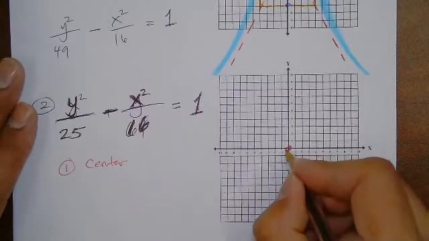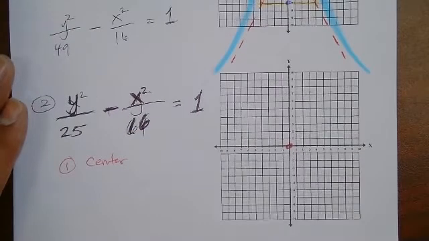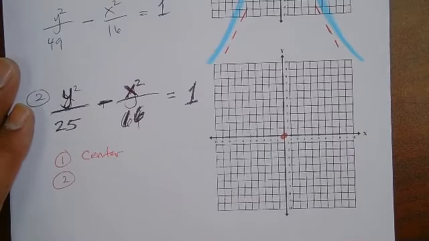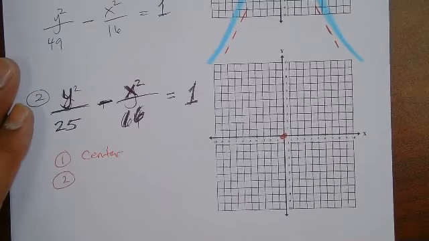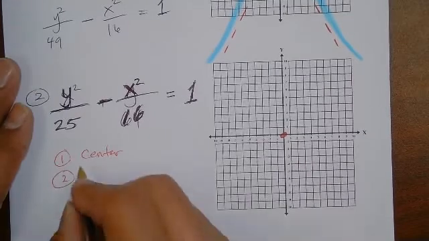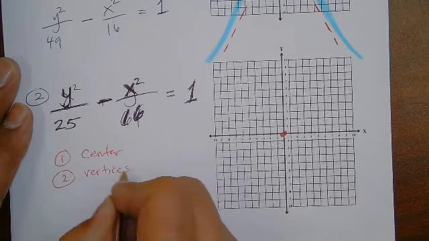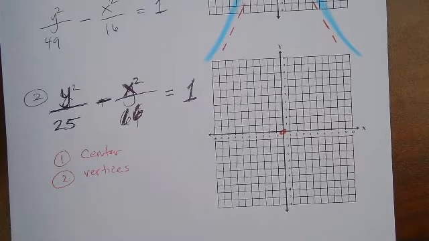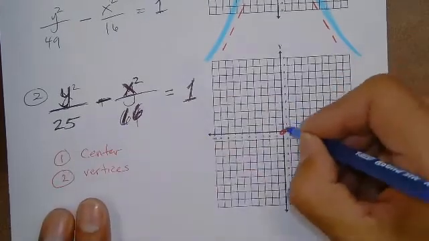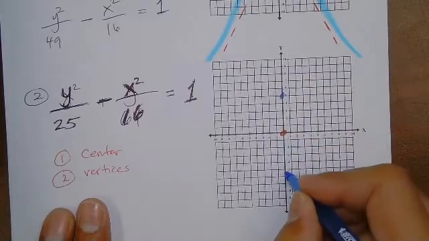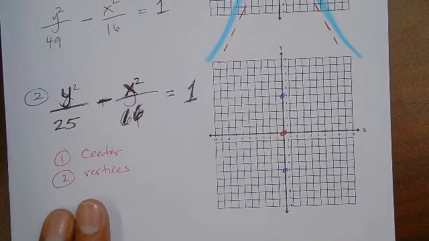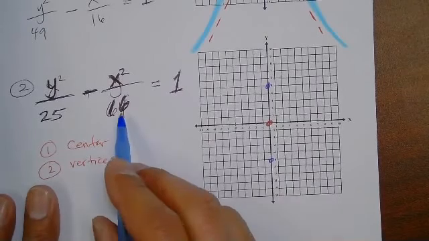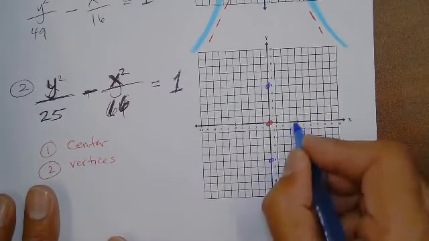Okay, what do we do first? The center. Plot the center. Okay, 0, 0, right? 0, 0 up here. There are no numbers. What's the second thing we do? The vertices. On the y, it's 25, so you're going to go 5 up and 5 down, right? That's the y.